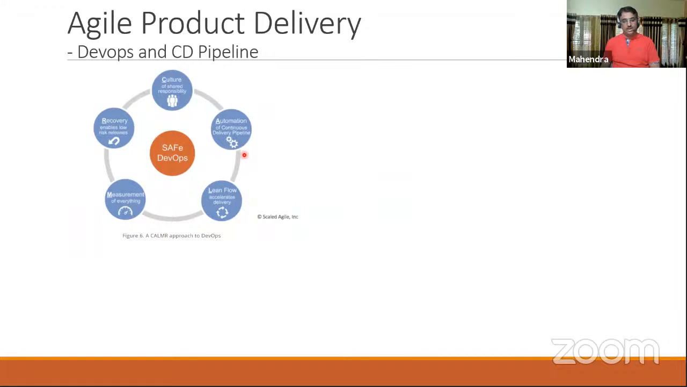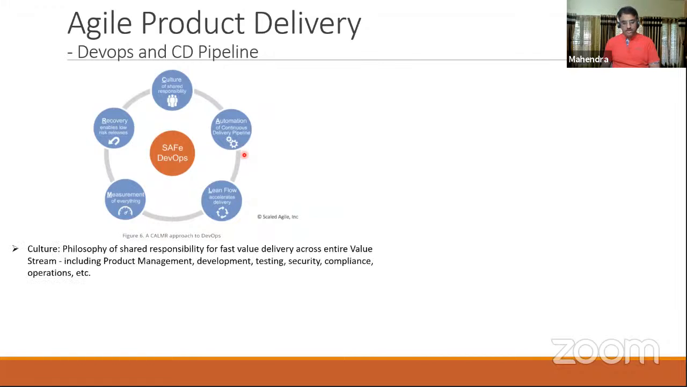And of course, DevOps and the CD pipeline. DevOps consists of, the acronym is CALMR. The first is culture. It's a culture of shared responsibility. It is not that I'm a developer or I'm a tester. No, it's a culture of shared responsibility. That is the first C. And there's a strong focus on automation.